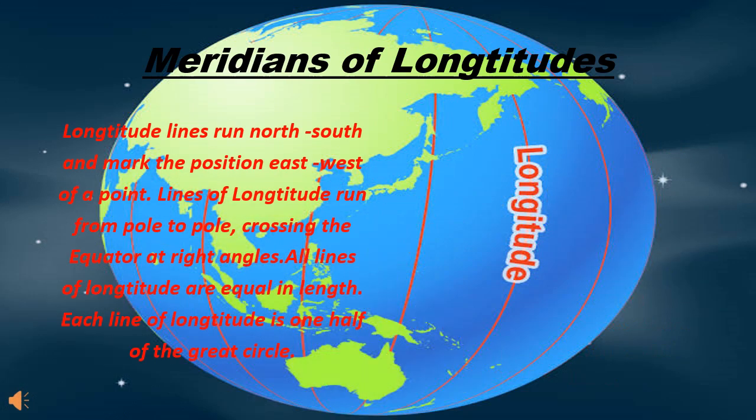Meridians of longitudes. Longitude lines run north-south and mark the position east-west of a point. Lines of longitudes run from pole to pole, crossing the equator at right angles. All lines of longitude are equal in length. Each line of longitude is one half of the great circle.